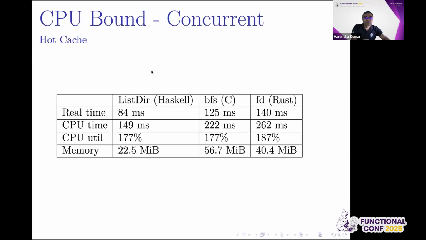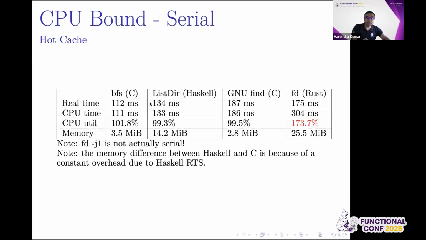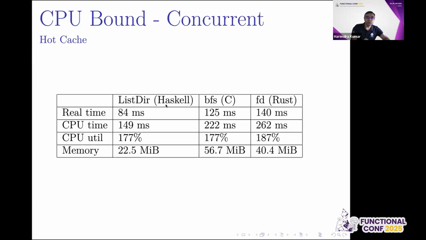Now, concurrent performance. So this was the serial performance. Now we will be using concurrent performance with hot caches, CPU bound performance. List-dir is taking 84 milliseconds, as we saw earlier. BFS is taking 125 milliseconds, and FD is taking 140 milliseconds. So here, list-dir, the Haskell one, is clearly the best.